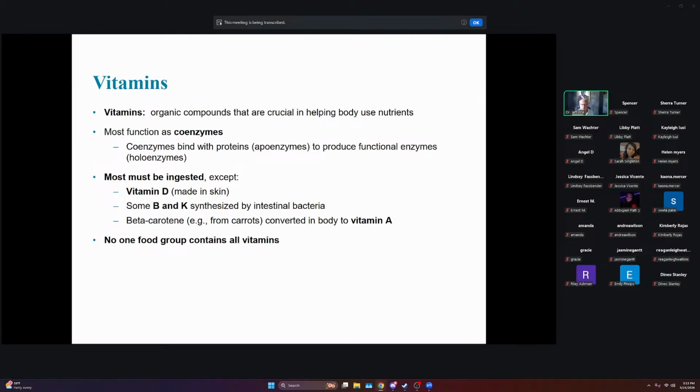Things like vitamin K and vitamin B come from those intestinal bacteria that exist in the large intestine that we talked about. Vitamin A is converted from carrots, that beta carotene converted in the body and the liver. So there are some exceptions to the rule, but most vitamins and minerals come from our food and our beverages. And know that no one food group contains all of the vitamins and minerals that we need to remain healthy: carbohydrates, proteins, fats. That's why the USDA recommends a balanced diet.